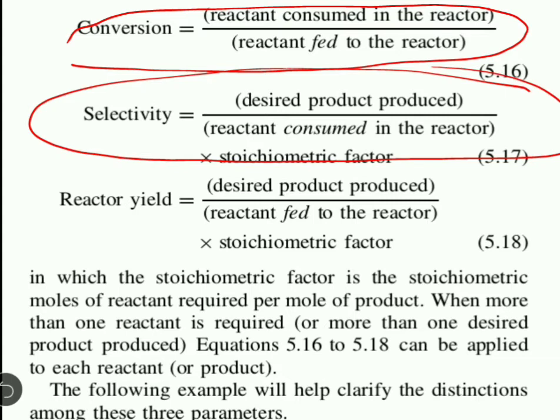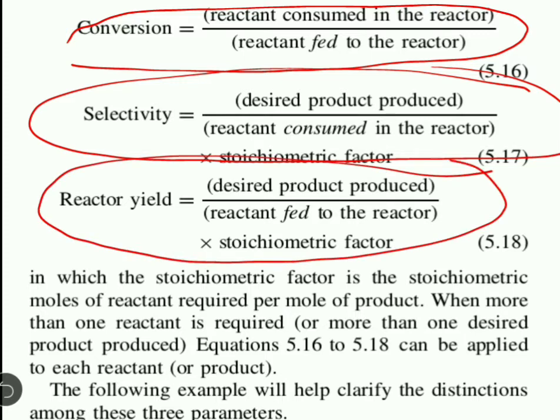Now what is selectivity? It is the ratio of the desired product produced to the reactant consumed in the reactor, multiplied by the stoichiometric factors. Then the third performance parameter is the reactor yield. It shows the ratio of the desired product produced to the reactant fed to the reactor, multiplied by the stoichiometric factor of the reaction. So these are the three parameters that can be used to measure the performance of reactors.